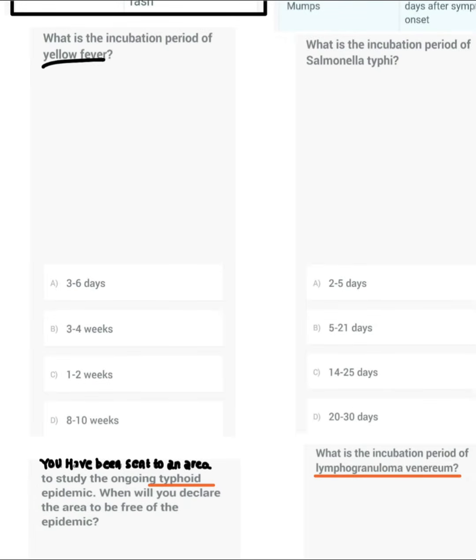See, guys, what is the incubation period of yellow fever? Let's use the mnemonic which I gave you, guys. Let's see, does it make our work easy? Yellow. Okay, that is 2 to 5 days or 3 days. I think you can easily rule out the other options.